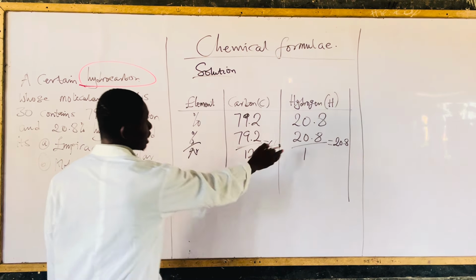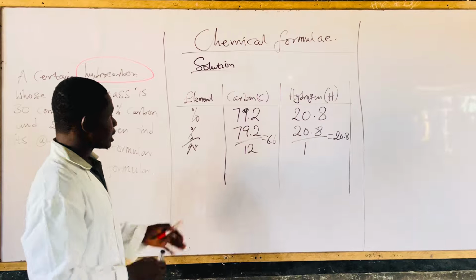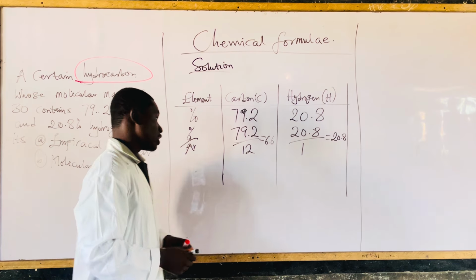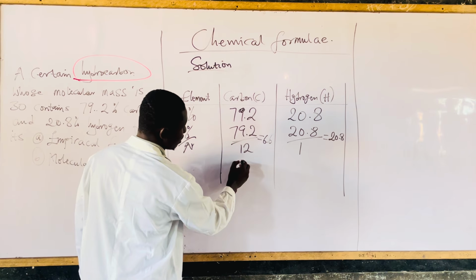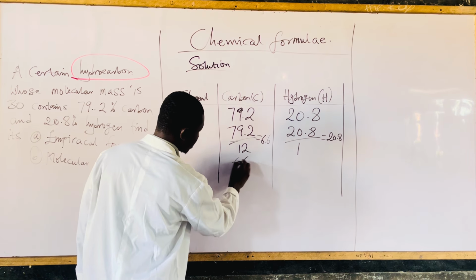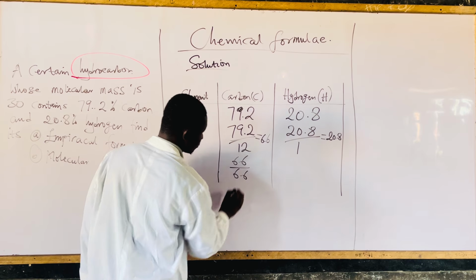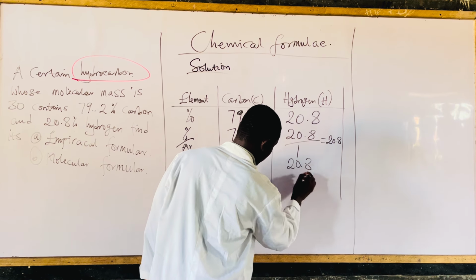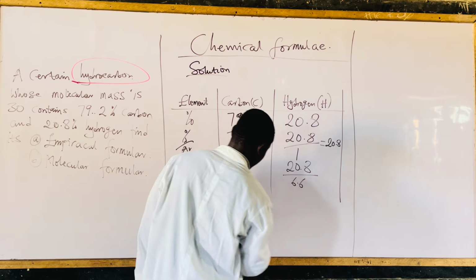So now since we have this, we'll check for the smallest value and divide it by the smallest value. So here we'll have our 6.6 to be the smallest. So we divide here 2 by 6.6.